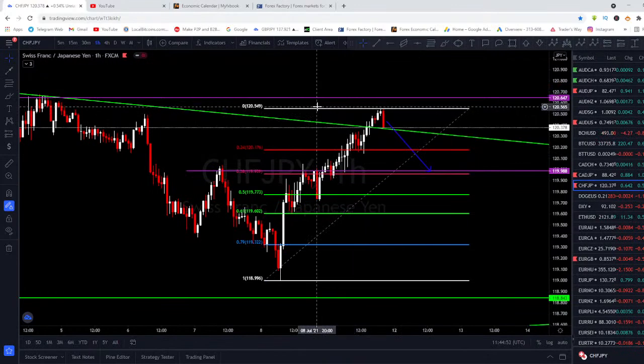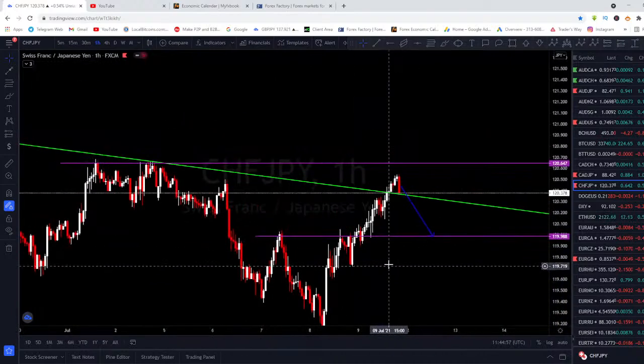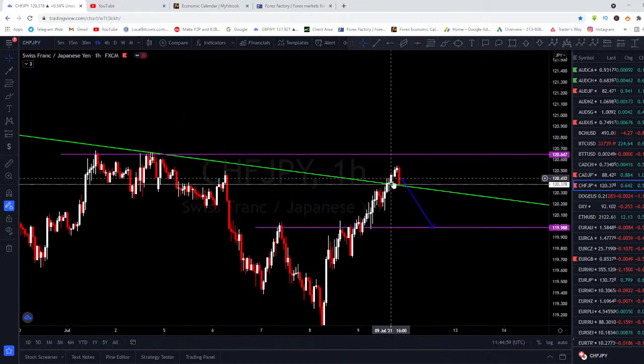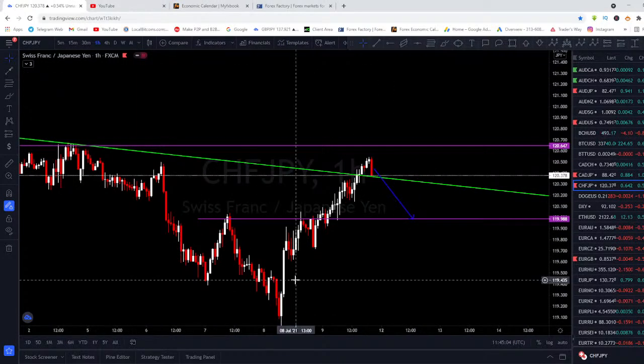All right, so that's what I'm saying on CHFJPY. Wait for it to come down for a retracement to the downside, guys, before it will continue to go up again for a buy. So yeah, do you guys have any questions regarding this?